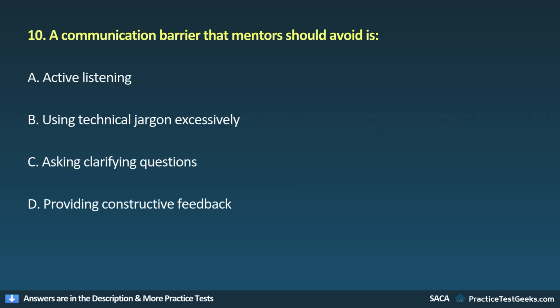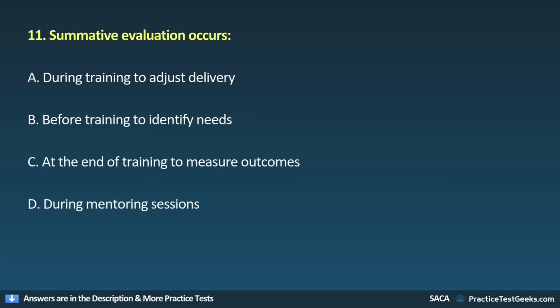10. A communication barrier that mentors should avoid is A. Active listening. B. Using technical jargon excessively. C. Asking clarifying questions. D. Providing constructive feedback.